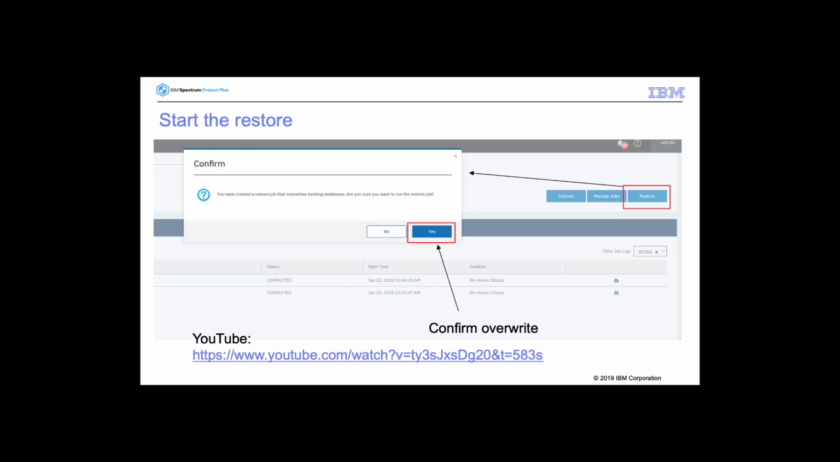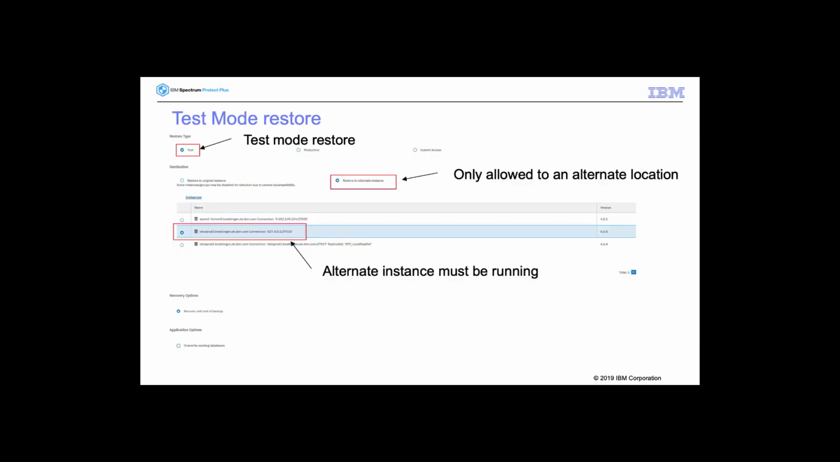When you start the restore, you just click restore and click yes, and the restore will begin. Now I put a video out here on a demo of backing up and restoring MongoDB. If you're interested in seeing that demo, I would encourage you to take a look at that. We also support doing a test mode restore, which I already mentioned. It is only allowed to an alternate location or to an alternate instance, and the alternate instance must be running in order to do that.